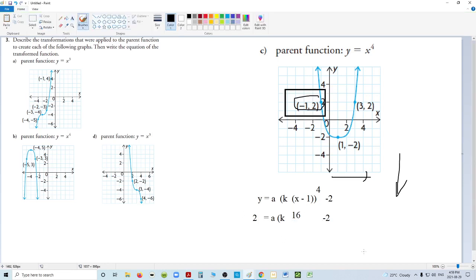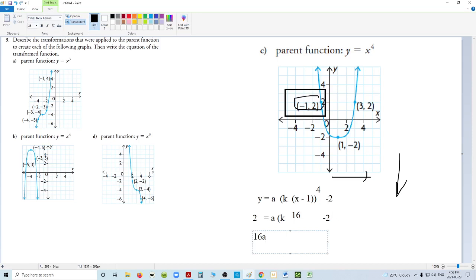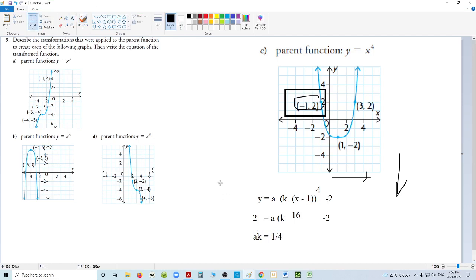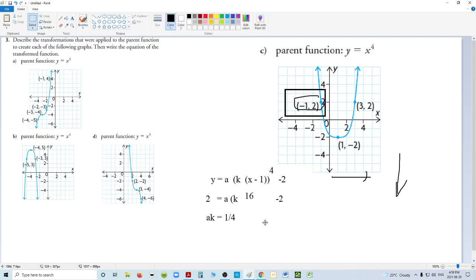Well, if I get that 2 to the other side, that becomes 4. So I know that I now have a temporary formula that says 16 times my a and my k is going to be equal to 4. If I divide by 16, I know my ak is going to be 4 over 16. What's 4 over 16? It's 1 over 4. So I know a times k is 1 over 4. So that's good so far. Now you might say, oh my god, that's complicated. Yeah, it's okay. Don't sweat it.